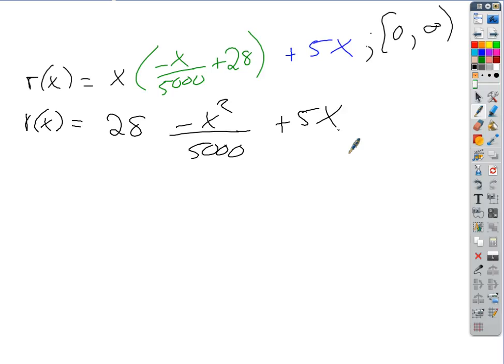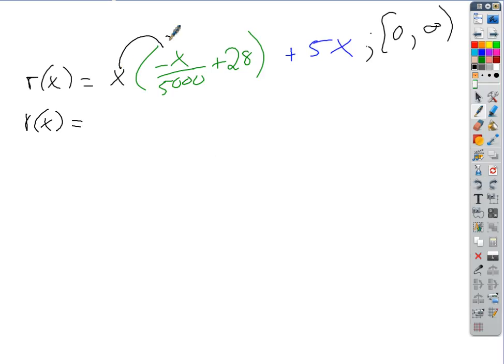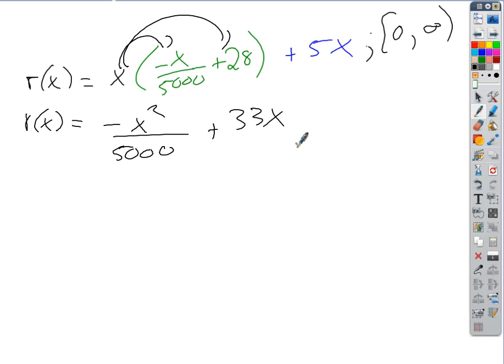If I distribute the X, I'm going to get negative X squared over 5,000 plus 28X plus 5X, which is 33X. There we go. Plus 33X. That's better. So 2 over 5,000 is 2,500. Negative 2,500x plus 33. Okay. So let's differentiate this.